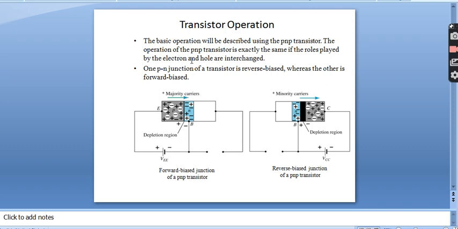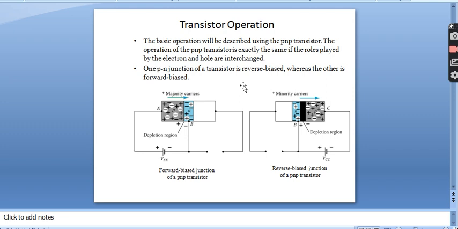Okay, so the basic operation of the PNP transistor will be exactly the same if the roles played by the electrons and holes are interchanged. Here one junction of the PNP transistor is reverse biased, whereas the other is forward biased. That means we have the transistor having three terminals.